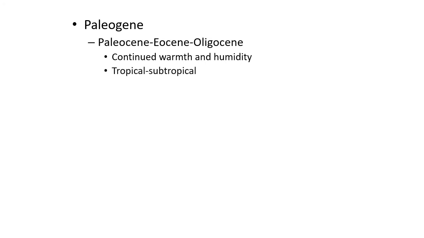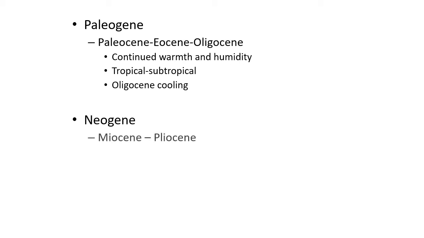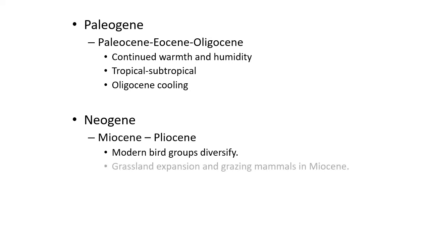So global climates are really kind of tropical to subtropical, and we start seeing that cooling again in the Oligocene. That leads us then into the Neogene, the second period of the Cenozoic, which is composed of the Miocene and Pliocene epochs. This is when a lot of our modern bird groups diversify. So today when you look outside and you see songbirds and ducks and geese and chickens and so on, those all diversified in the Neogene.